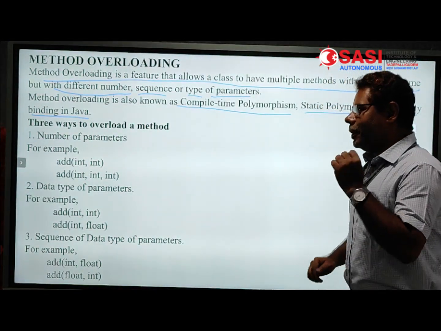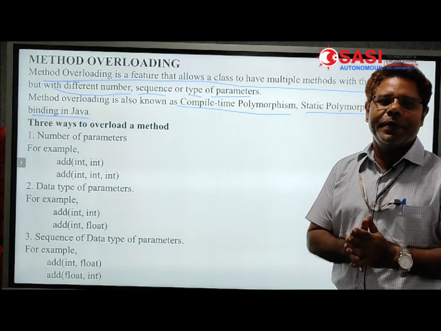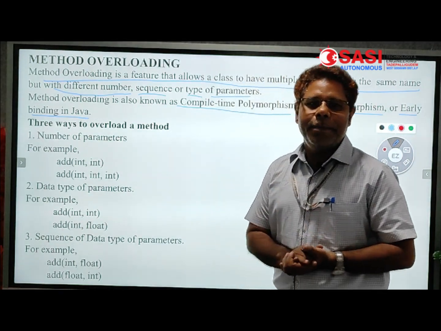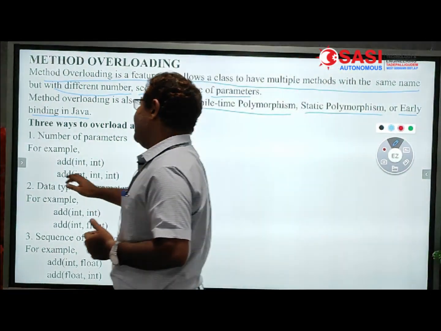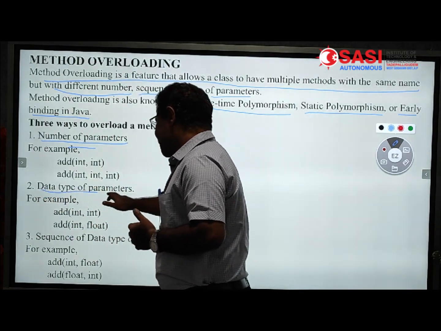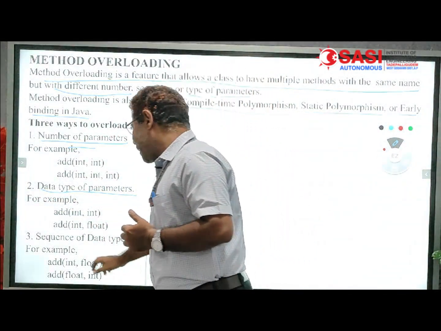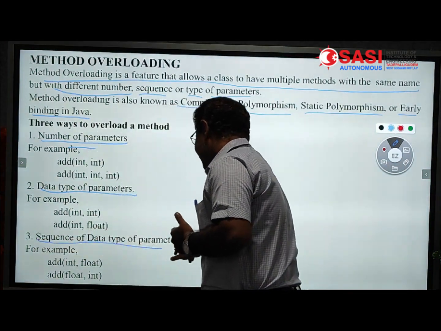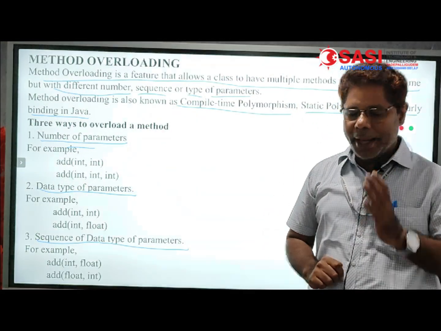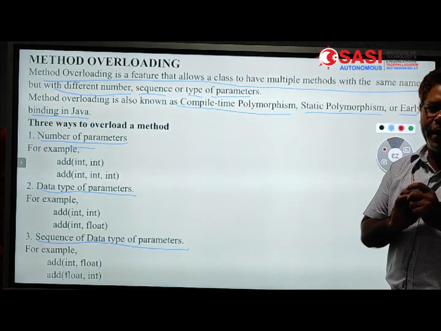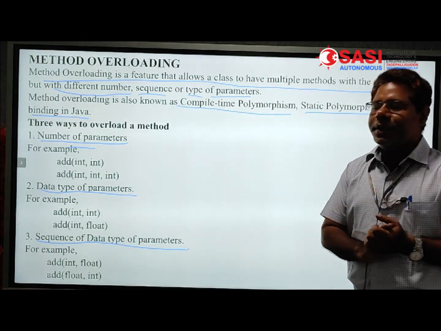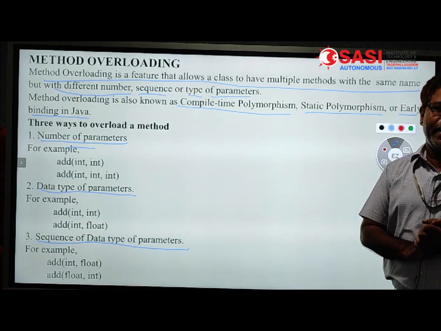How is method overloading achieved in Java? We have three ways to achieve it. One is based on the number of parameters, the second is the data type of parameters, and the third is the sequence of data types of parameters. So we have the same method name but with different parameters, different data types of parameters, or a different sequence of data types of parameters.